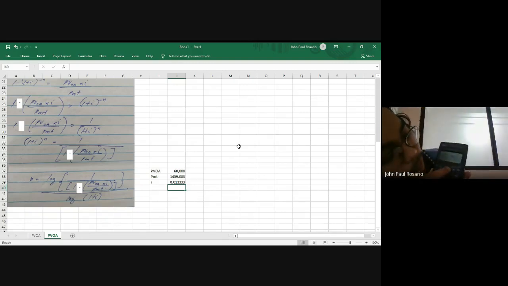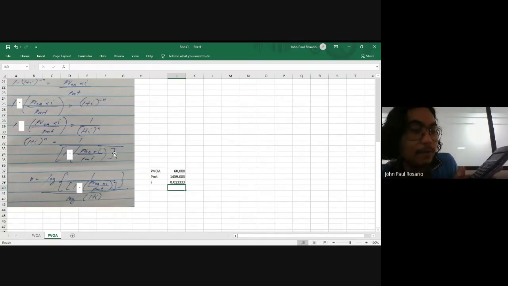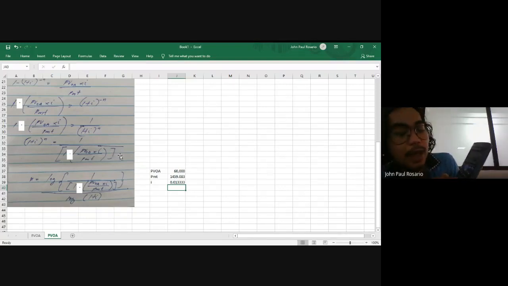Okay, so muna siyang 1 over 1 minus our PVOA nga 60,000 times I, 0.16 over 12, atong gi-divide sa payment nga 1459.08 and then log over log of 1 plus I, so log of 1 plus 0.16 over 12. Okay. Now, you can also solve it using this way, using the power of negative 1. So, let's solve it separately.